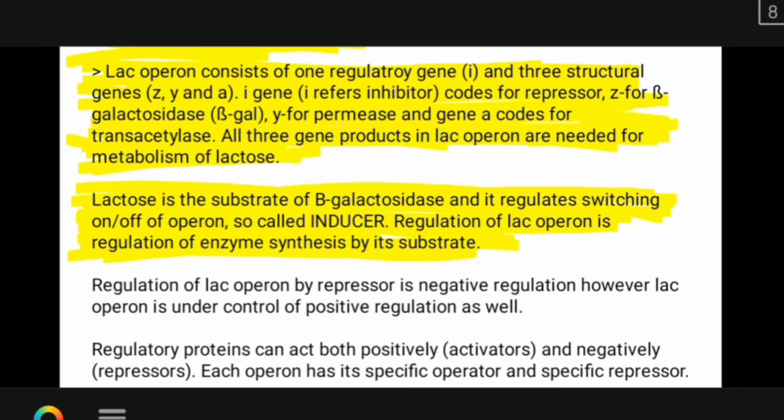Regulation of the Lac operon by repressor is negative regulation. However, the Lac operon is under control of positive regulation as well. It is also called inducible because it can be induced by addition of lactose. Lactose does the on and off switching of this Lac operon. Regulatory proteins can act as both positive activators and negative repressors. Each operon has its specific operator and specific repressor.